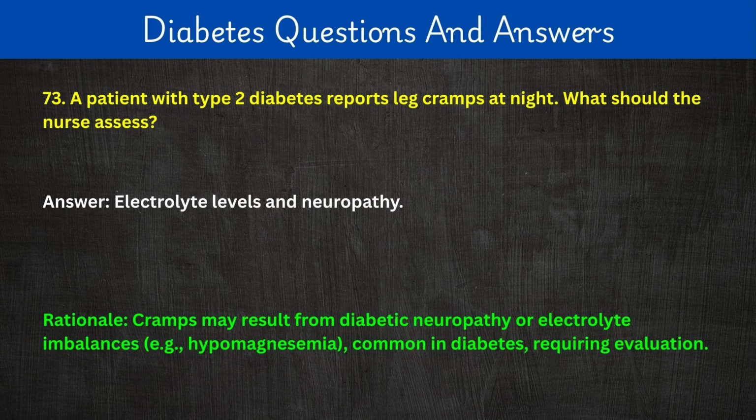73. A patient with type 2 diabetes reports leg cramps at night. What should the nurse assess? Answer: Electrolyte levels and neuropathy. Rationale: Cramps may result from diabetic neuropathy or electrolyte imbalances, e.g., hypomagnesemia, common in diabetes, requiring evaluation.